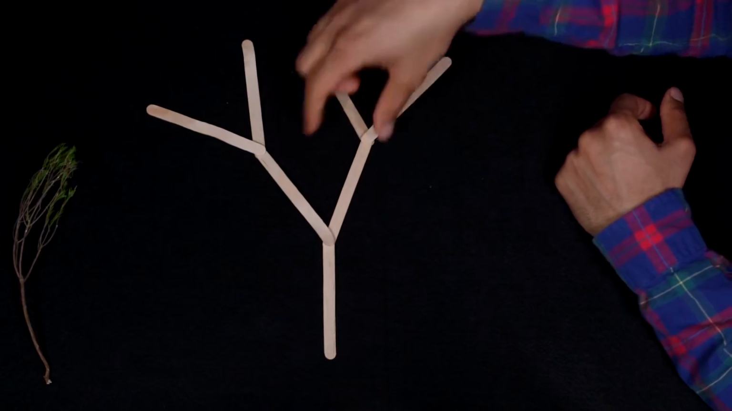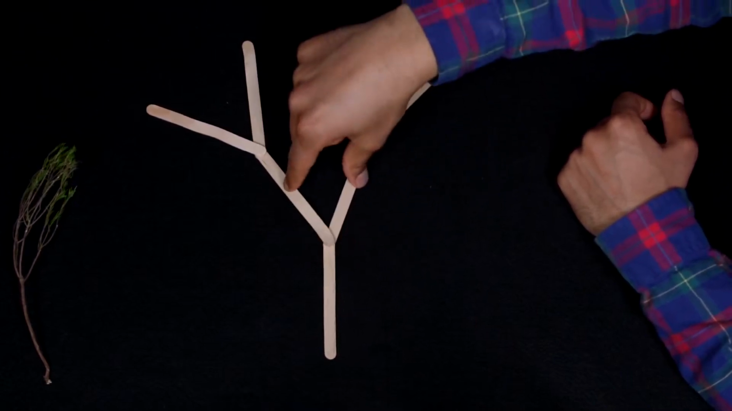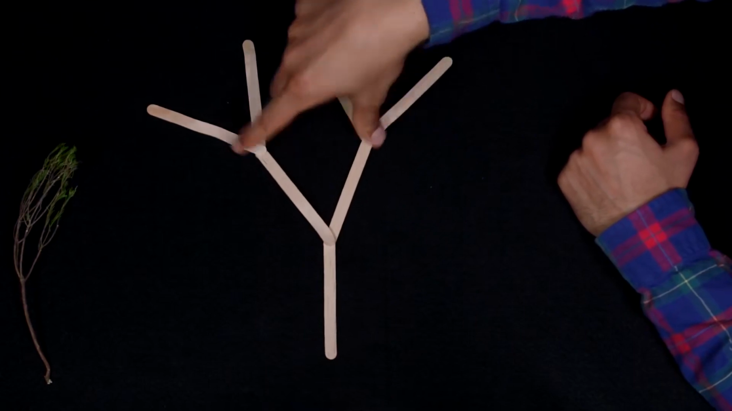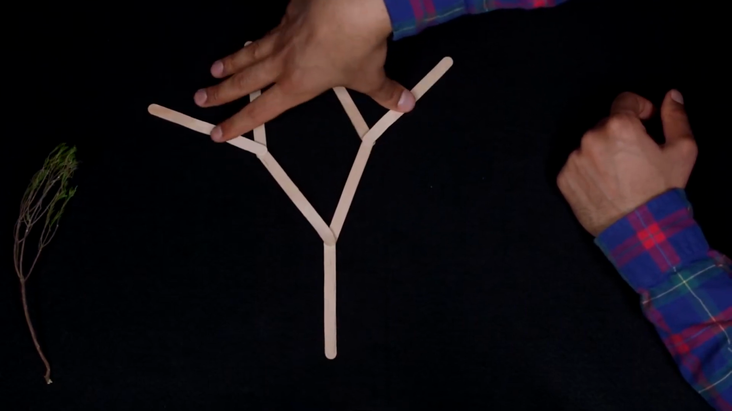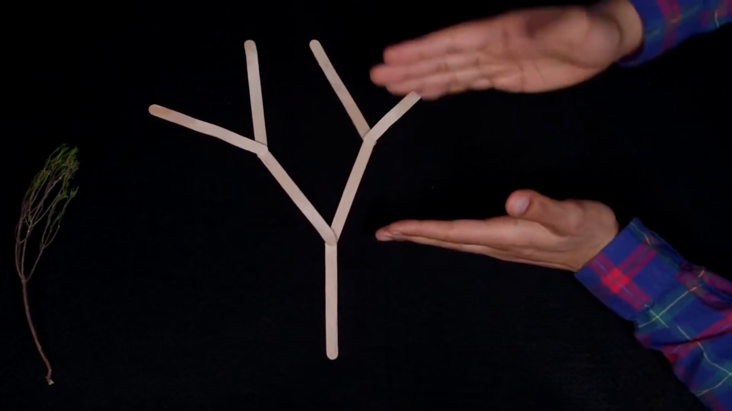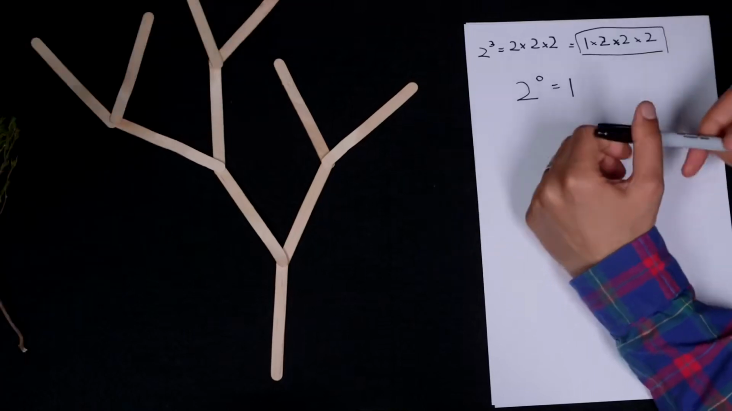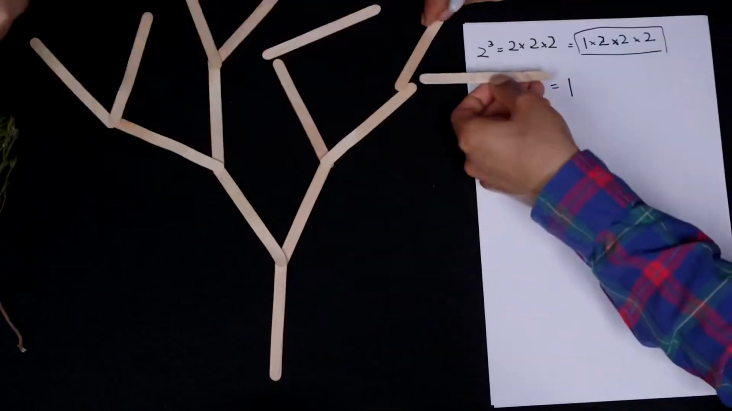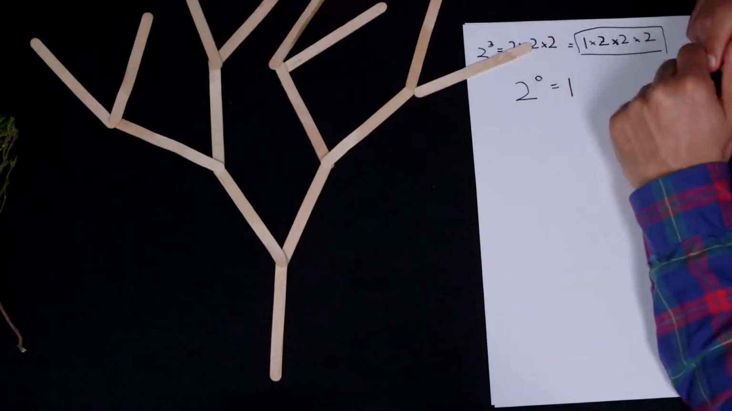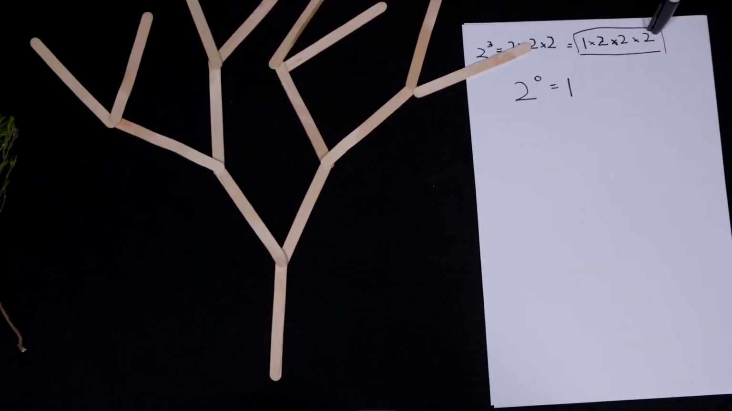1 popsicle stick becomes 2, but now you have 2 of them. So here you have 1. Now you have 1 times 2. Now each of these 2 branch into 2, so now you have 2 times 2, or you have 4 popsicle sticks. Every stage, every branch, you're multiplying by 2 again. It basically just continues splitting, just like a tree does. Now I can really see what 2 to the power of 3 looks like. 1 times 2 times 2 times 2, which is 8. This is 2 to the 3rd power.